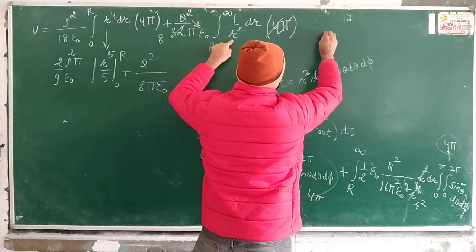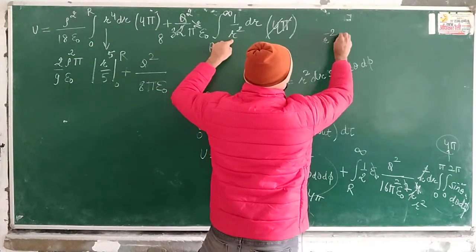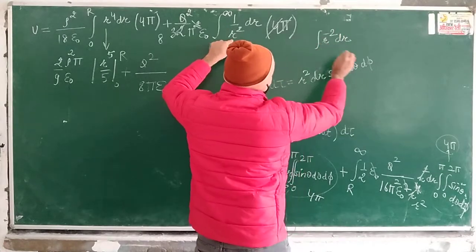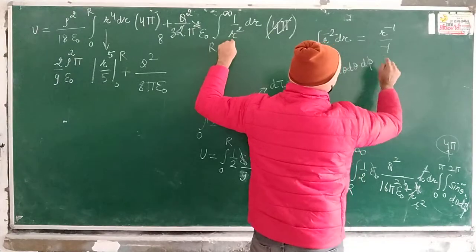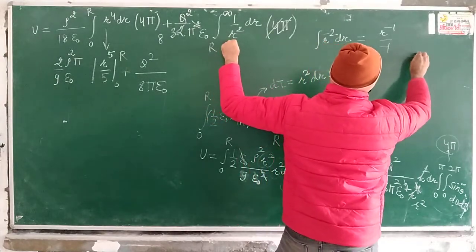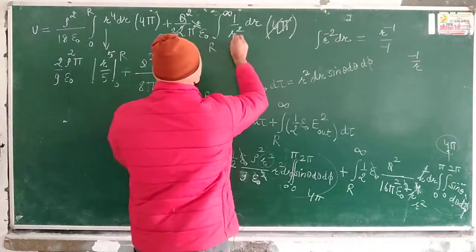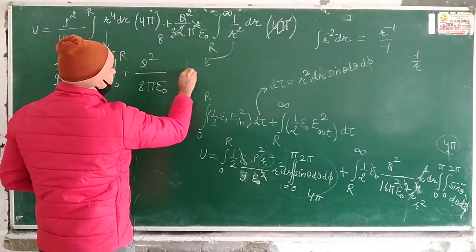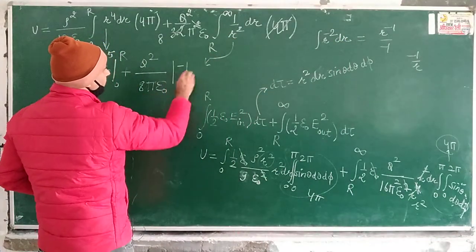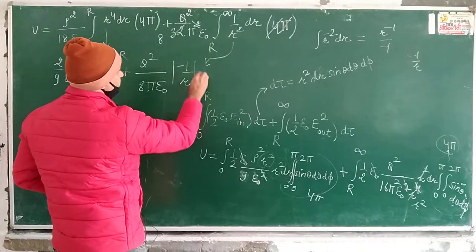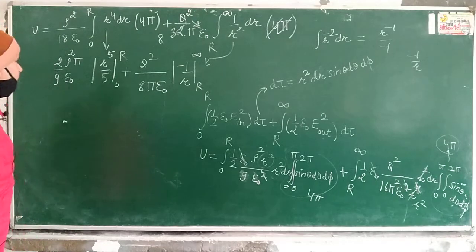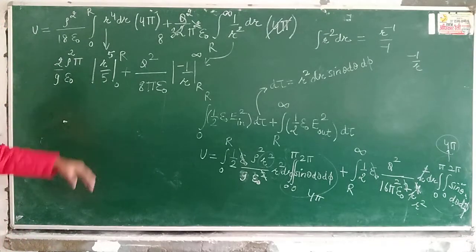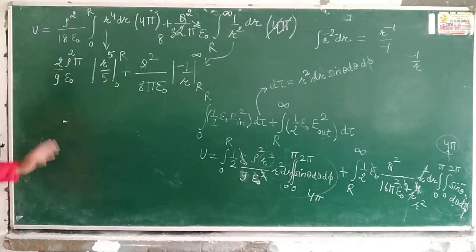1 by r square can be written as r raised to power minus 2 into dr, and its integration will be r raised to power minus 1 and minus 1 here, so you can write it minus 1 by r. So integration of this will be minus 1 by r, and the limits of integration are r to infinity. Okay, I think I have taken all factors, and if you substitute the limits of integration and solve it, then you will get the self energy of the sphere.